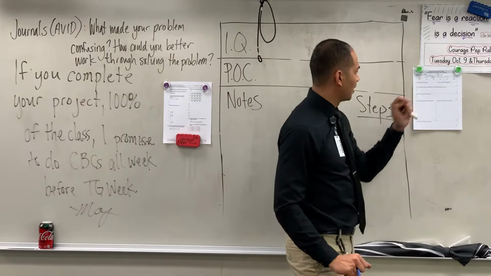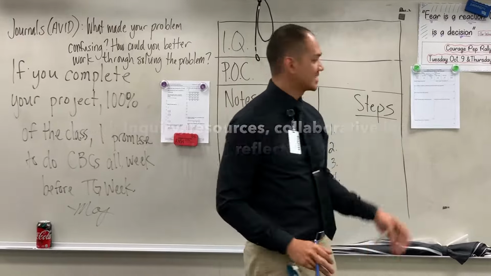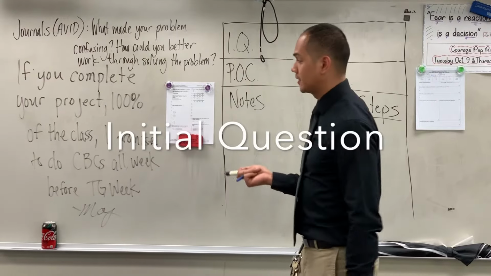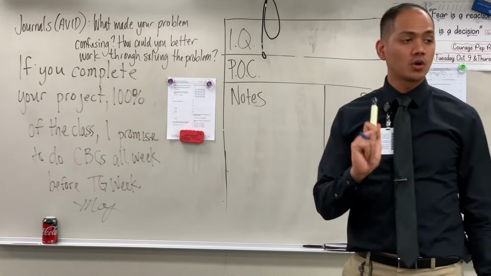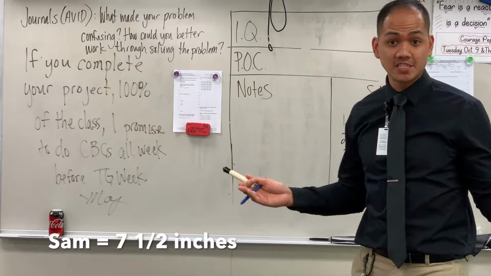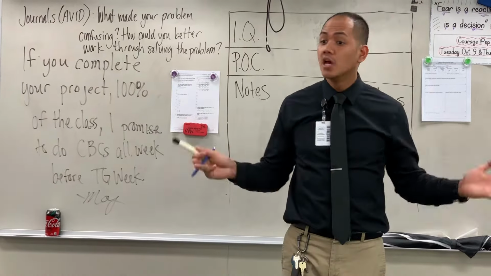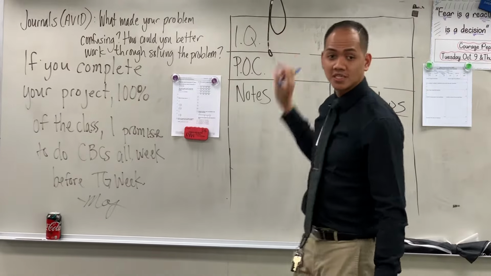This right here, right below, it says inquiry, resources, collaborative inquiry, note taking, reflection, which is your journal. Don't worry about that. Skip to the next line where it says initial or original question. I'm going to read the problem out loud for you guys. It says, Jimmy has a piece of string that is 6 3/4 inches long. And Sam also has a piece of string and it's 7 1/2 inches long. Is there a question in there? There's no question in there.